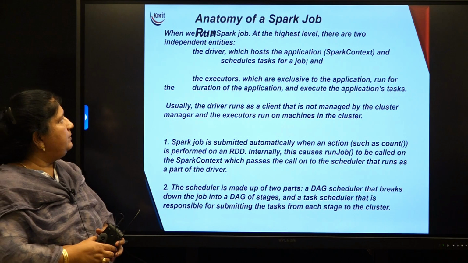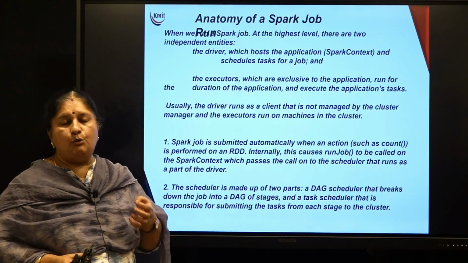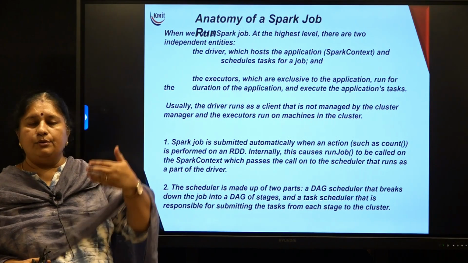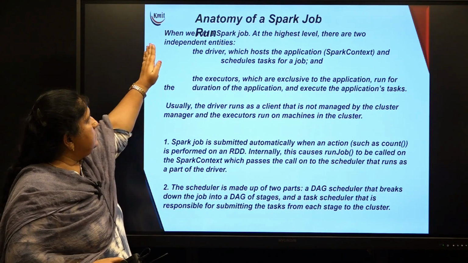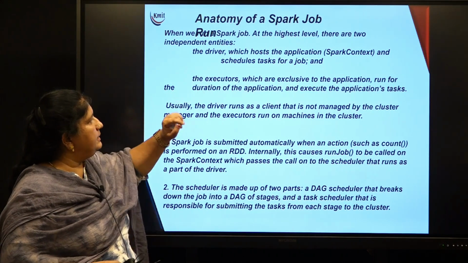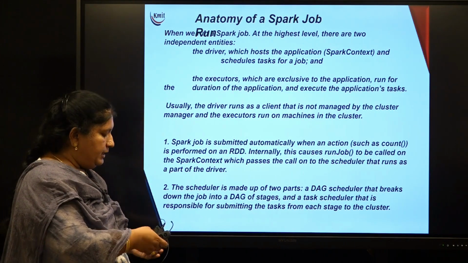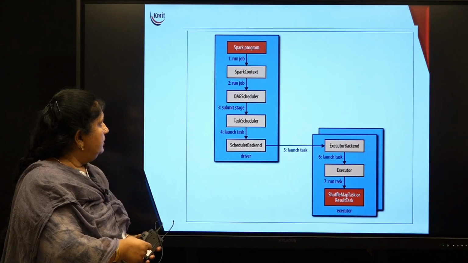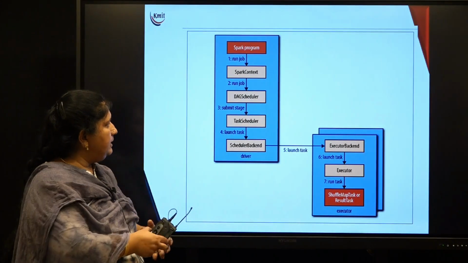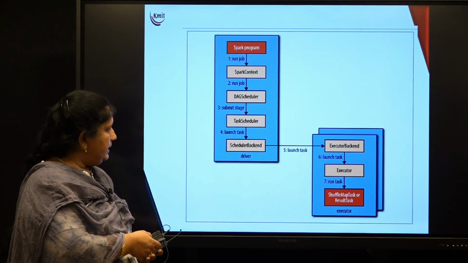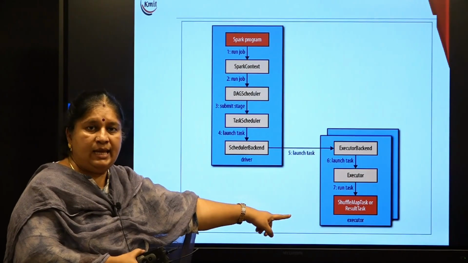Now, anatomy of a Spark job running. Whenever a Spark job is running, how do we talk about the various steps involved in this Spark job? I will just show you the diagram. When we are running a Spark job at the highest level, there are two independent entities running. First one is the driver, the second one is the executor.